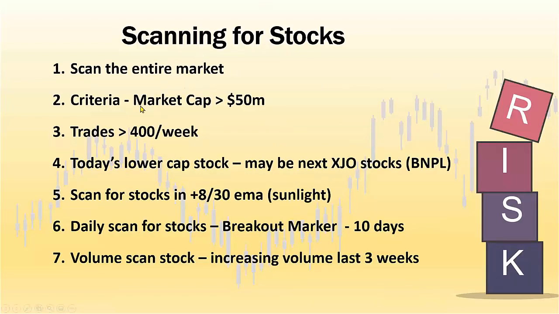I scan the entire market. My criteria is a market cap of 50 million, and 400 trades or more per week. I always have the view that today's lower cap stocks may be the next XJO, and a good example, of course, is the buy now, pay later ones like Afterpay, which came out of left field and stormed. I still don't think it's in the XJO. It's certainly in the XAO, but I don't think it's in the top 200 yet. And yet it's up now, and it's $80 or $90.